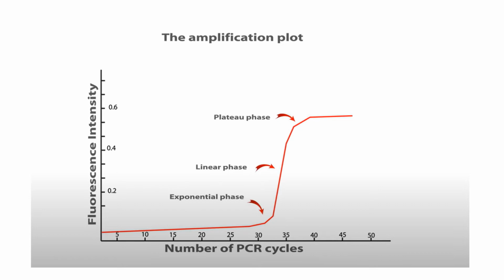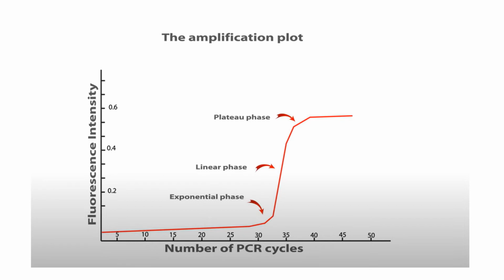So the amplification plot here has three phases: the exponential phase, the linear phase, and the plateau phase. Let's define the three phases. In the exponential phase, exact doubling of product is accumulating at every cycle, assuming 100% reaction efficiency. So here the reaction is very specific and precise.